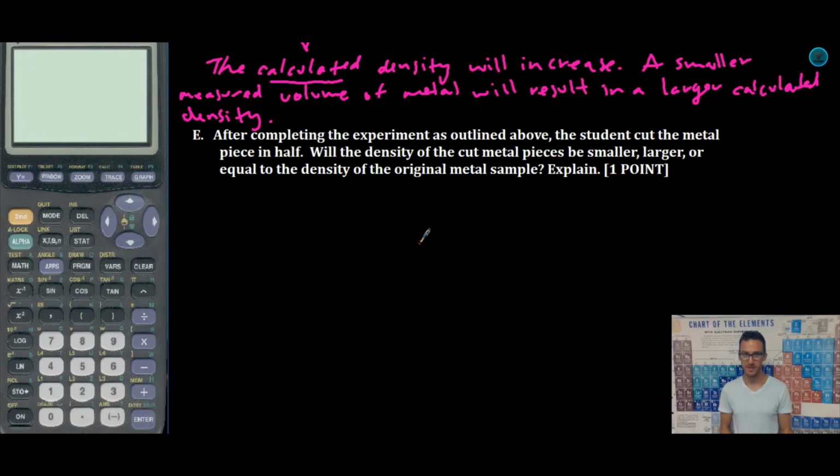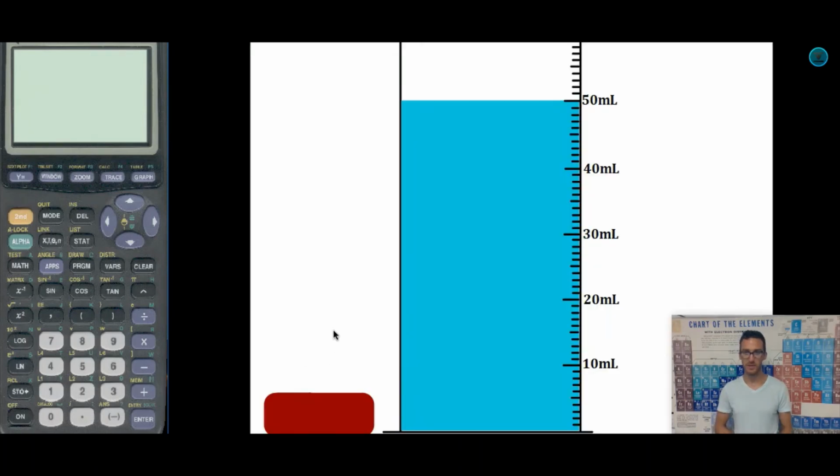Finally, part E. After completing the experiment as outlined above, the student cut the metal piece in half. Will the density of the cut metal pieces be smaller, larger, or equal to the density of the original metal sample? Explain. All right, as we think about this, imagine my original metal sample, and imagine I had that exact same metal sample, but cut into 2 halves. Think about what's going on with density for the sample I'm going to circle here in red.